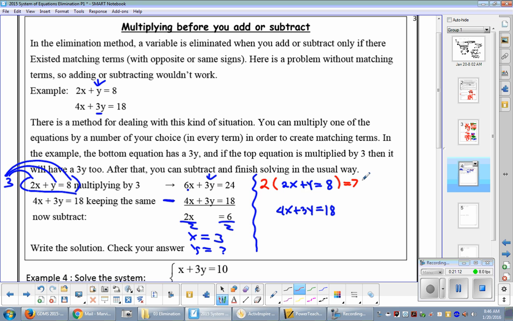So I will have here 4x plus 2y equals 16. I'll just copy my second equation equals 18. And from here, we have now the same, we have like terms for x's. We have 4x and 4x here. I will be able to eliminate my x if I subtract my second equation from my first equation.